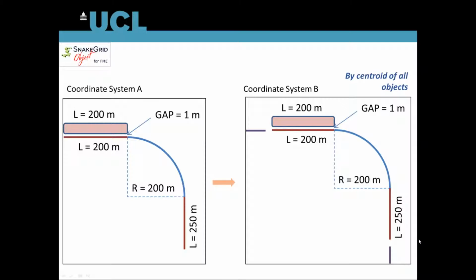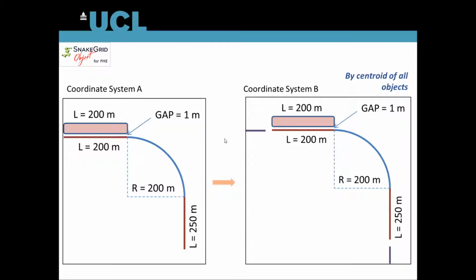So it may be that this is an appropriate thing for you to do. It may be that you've got something like a very, very complex bundle of objects which you want to maintain in their same relative position and so on, that you want to move. And it could be that you accept that this kind of mismatch is going to be an acceptable amount. So we'll give you the ability to do this, but also with SnakeGrid Object, it'll give you the ability to analyze, to tell you what the mismatch is if you do choose to do a transformation of this sort.